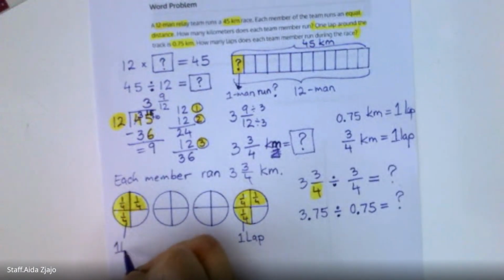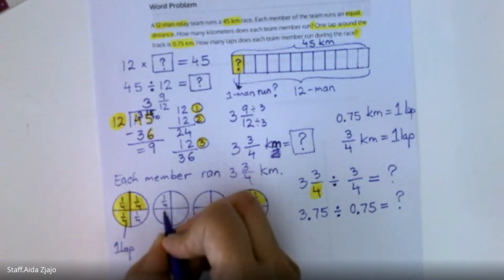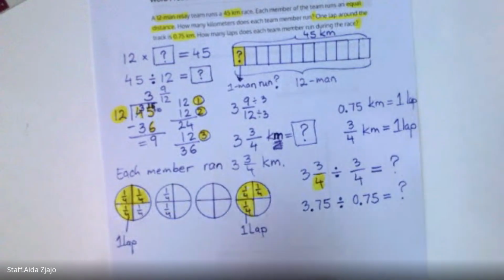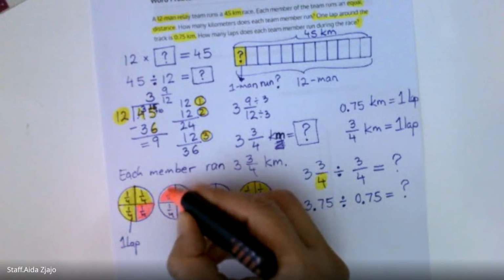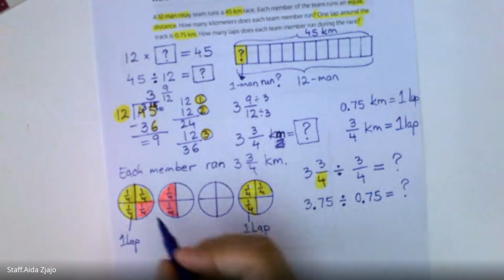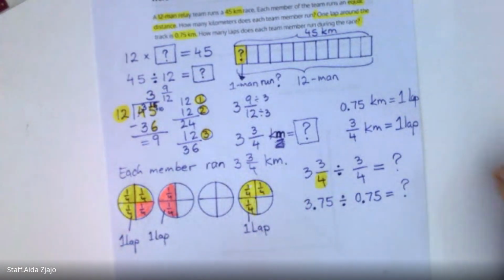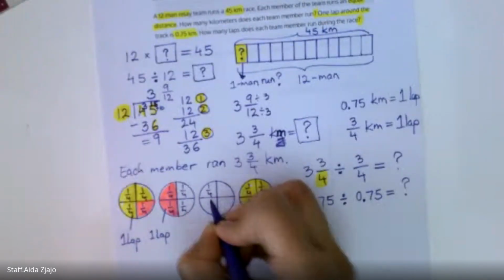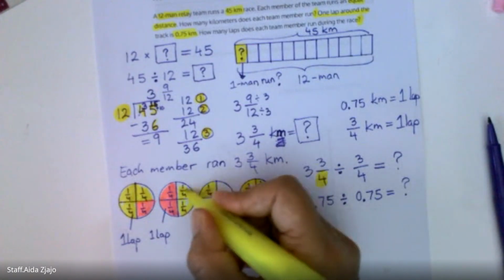Okay, one lap. Now this fourth and these 2/4 will represent another lap. I'm going to use the pink highlighter, so 1/4, 2/4, 3/4. That represents another lap. Now again 1/4, 1/4, and 1/4. These 3/4 are on the next lap.